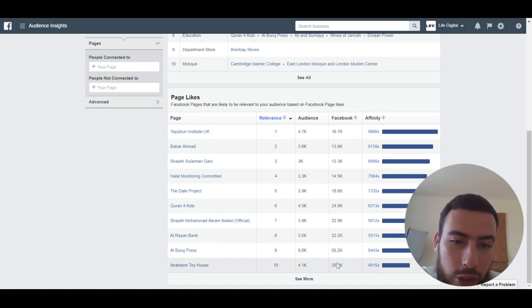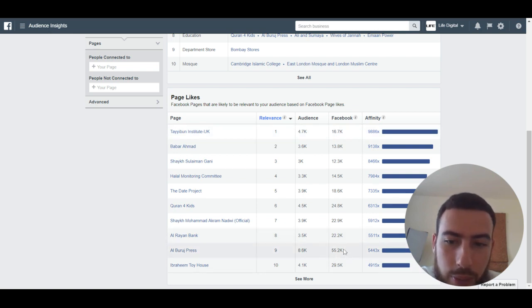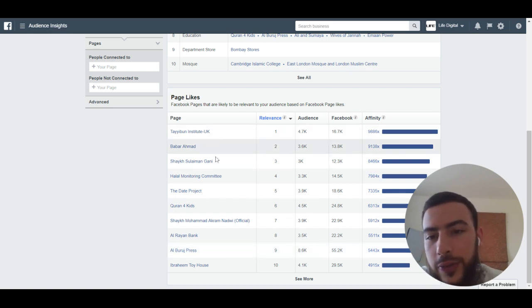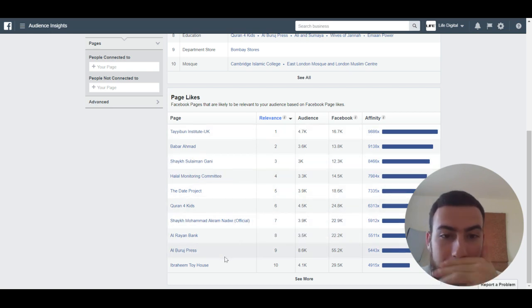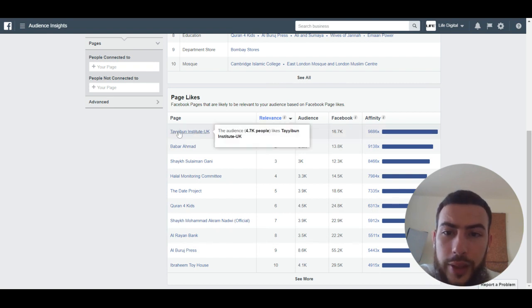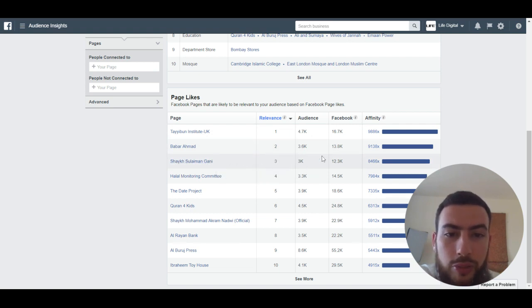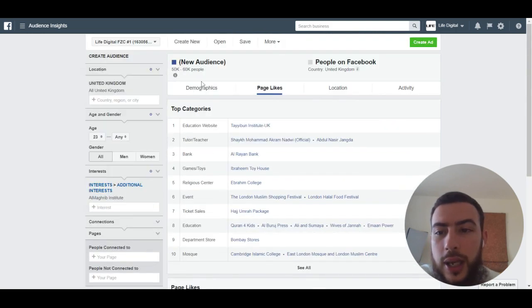So you can see most of these pages are quite small. One of the biggest ones is Al Buruj Press, and we can see that within the total 55,000 people, 8,600 of our audience like that page. And so this can give you ideas for targeting, because Facebook is saying, based on all the data we have, we're seeing that this page is the number one most relevant for you. This page is second most relevant for you. This page is the third most relevant to you in terms of reaching people similar to your Al Maghrib Institute people in the UK.